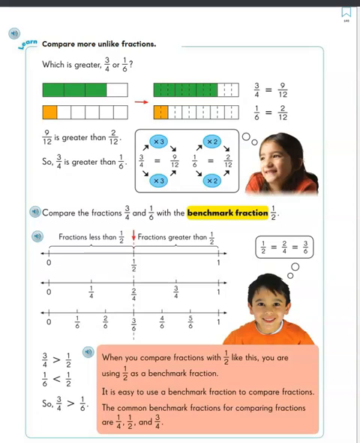Hi guys, this is lesson 14.4, day 4. We are comparing more unlike fractions.